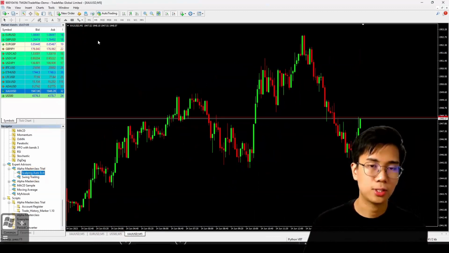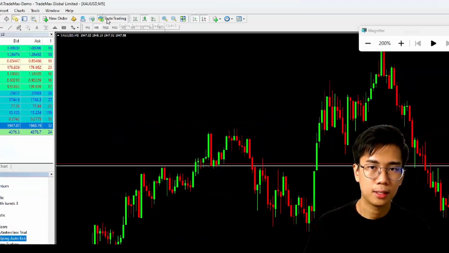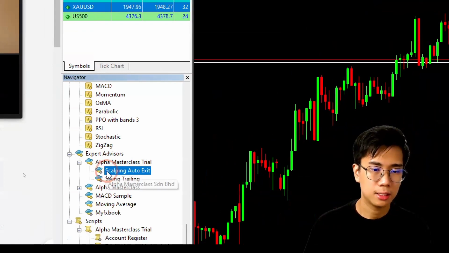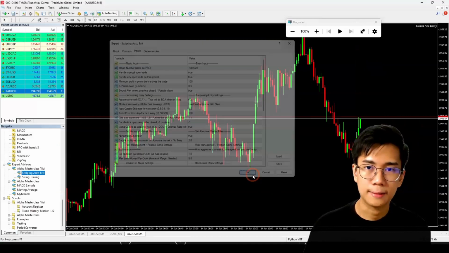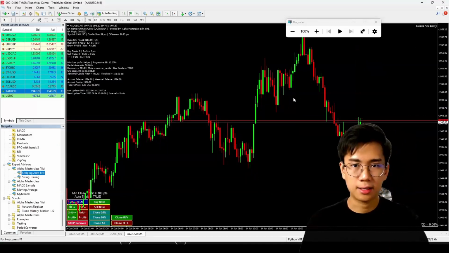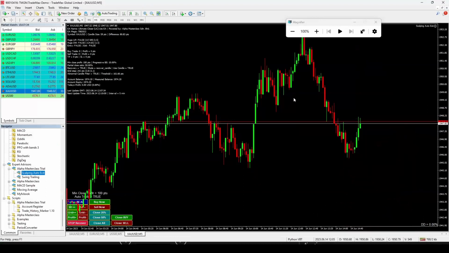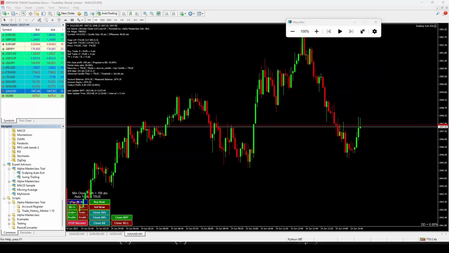Before that, I need to make sure that I have enabled auto trading. After auto trading is done, go to Alpha Mascara trials, drag and drop, and I can click OK. After I'm done, everything should be put like this. Alright, by doing this, I have done my setup on the computer. What I'm going to do next is show you guys how you can do robot trading directly with your phone. Now for VVIP, you don't need to do this step as we already set it up for you.